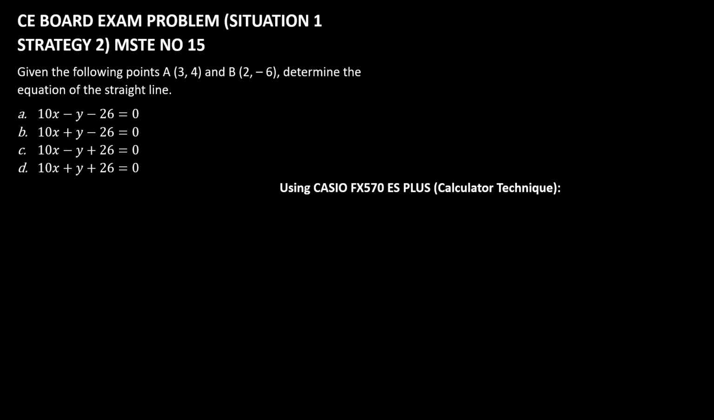Given the following points A (3, 4) and B (2, -6), determine the equation of the straight line. Given below are the following choices: A, 10x minus y minus 26 equals 0; B, 10x plus y minus 26 equals 0; C, 10x minus y plus 26 equals 0; and for the last choice, D, 10x plus y plus 26 equals 0.